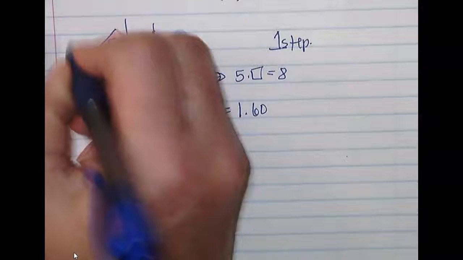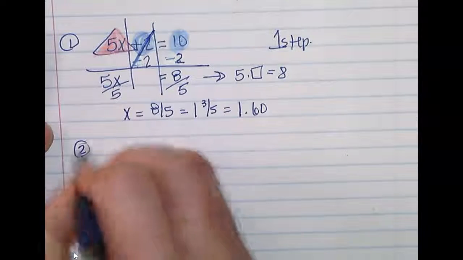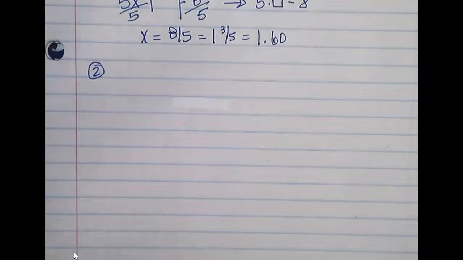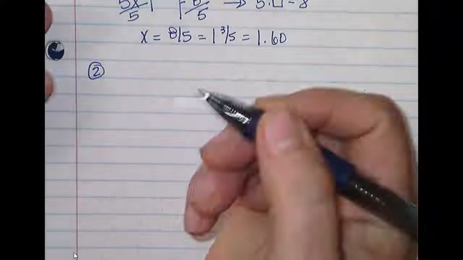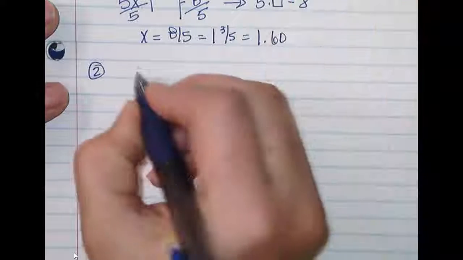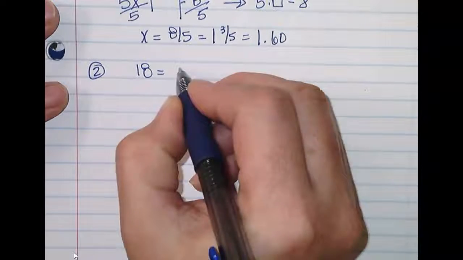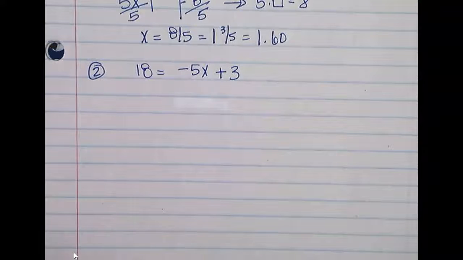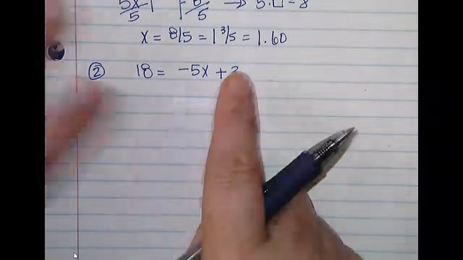Let's do another question. That was question 1. Question 2. So my suggestion for you is to stop the video, do the question, and then play the video and see if you got it right. We'll continue with one step. So I have 18 equals negative 5x plus 3. It's still one step. There's not 4 parts.